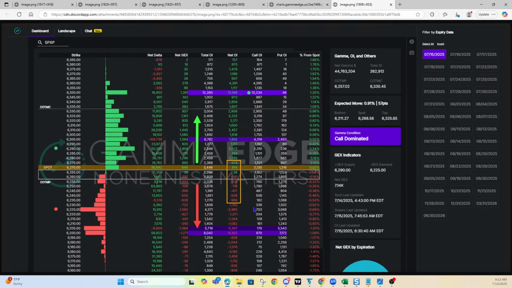So again, every pullback is an opportunity to get involved. We've been preaching that for the past few weeks with this overall structure. And if that changes, we'll see it within our tools, and we'll see it very rapidly as call speculators start to leave the overall complex and you start to see out of the money put speculation come in. But as of now, that is not occurring. So hopefully that helps everybody.